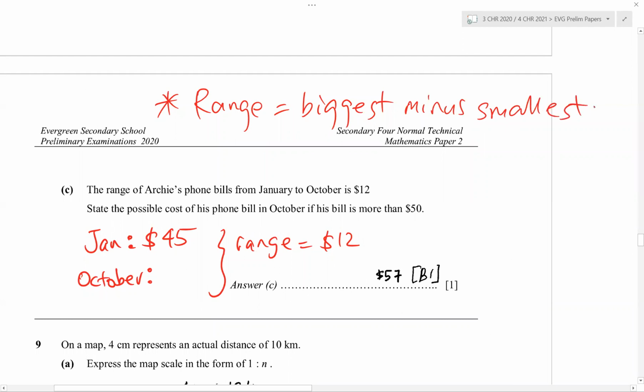Okay, so range is biggest minus smallest. And we know January it was 45. We don't know about October, but I know that big minus small, you're gonna get 12. So what must October be in order for big minus small to equal 12? What are the options if October minus 45 equals 12? There's only one option. 45 plus 12.